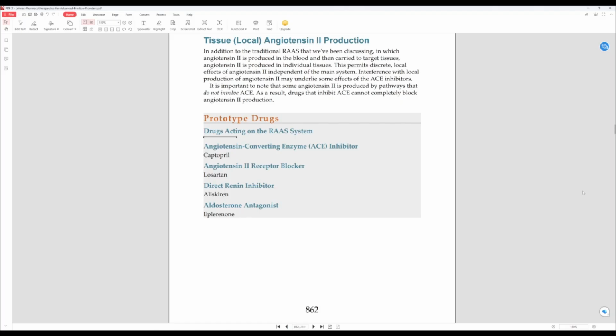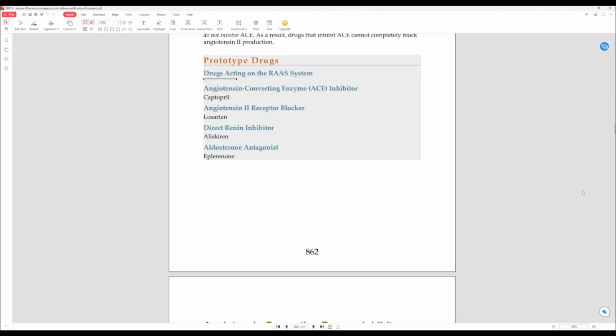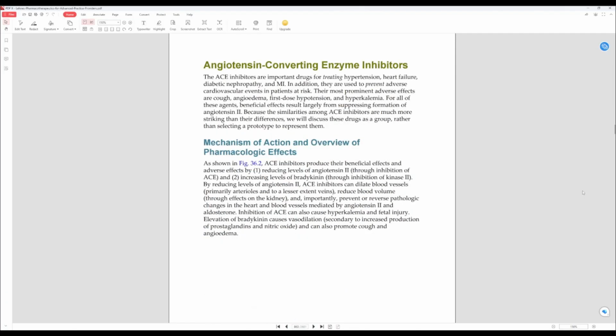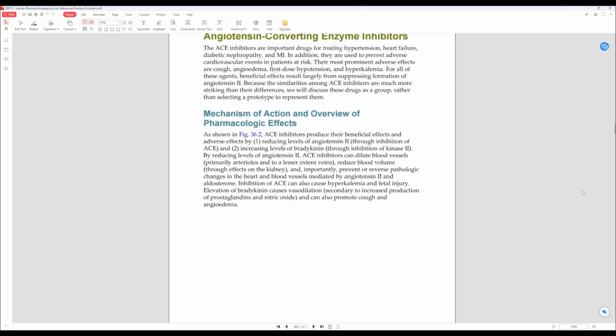So some of the prototype drugs that we're going to talk about are drugs that act on the RAS system. So your angiotensin-converting enzyme inhibitors, such as captopril, your angiotensin II receptor blockers, including losartan, your direct renin inhibitors, so aliskiren, and your aldosterone antagonist, eplerenone. So we'll start with the ACE inhibitors, angiotensin-converting enzyme inhibitors.